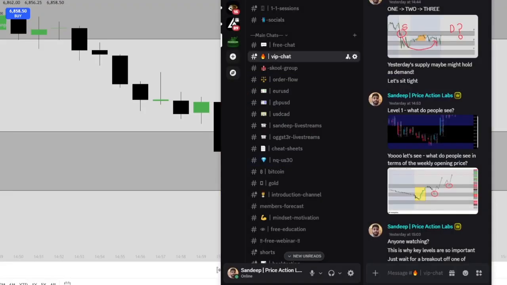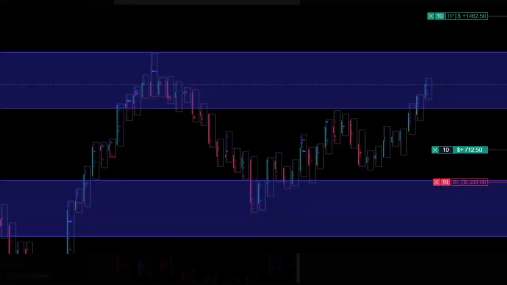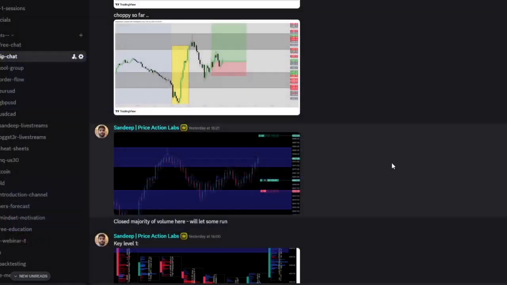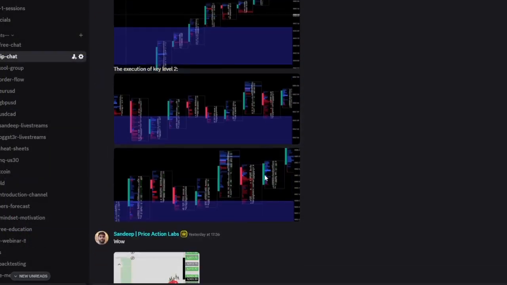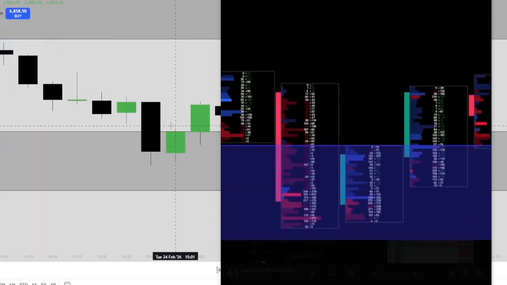Executions for this day were, here we go. So executions were 68, 62, or technically 63, let's say, right? And this was the execution at the key level. So here were the footprint charts, and we're going to get the footprint charts side by side with the candlestick chart. So let's break this down.